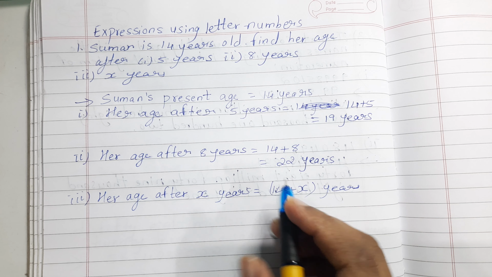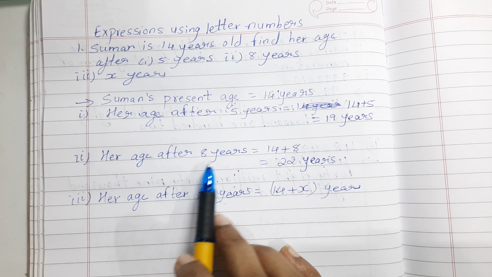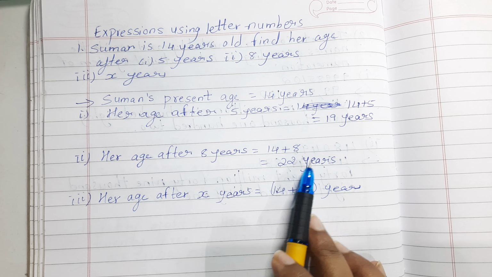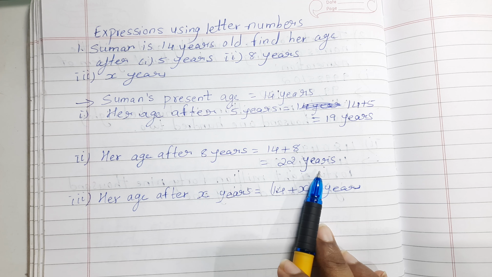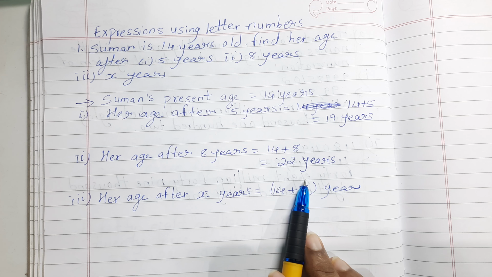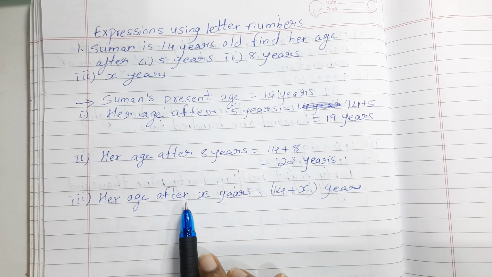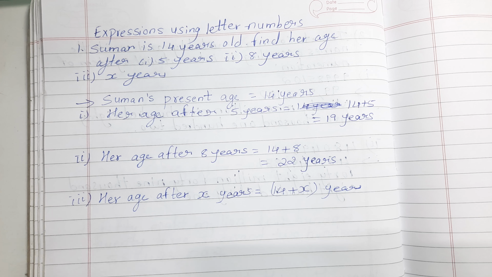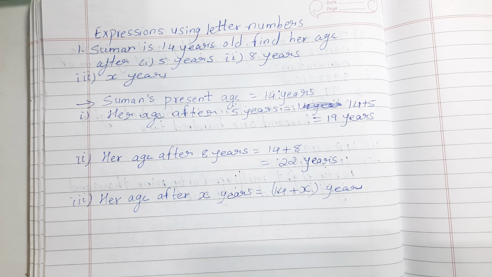So what you'll have to do is add to the present age: after 8 years means you add 8, and you will get 22 years. Then her age after X years means 14 plus X years. So like this way you'll have to do.